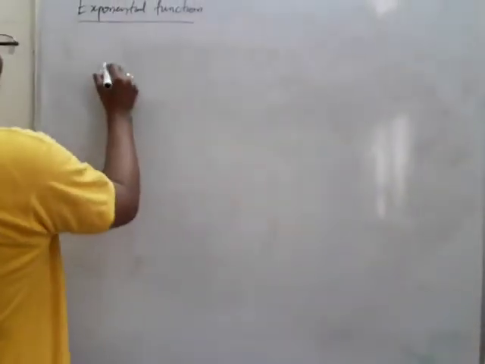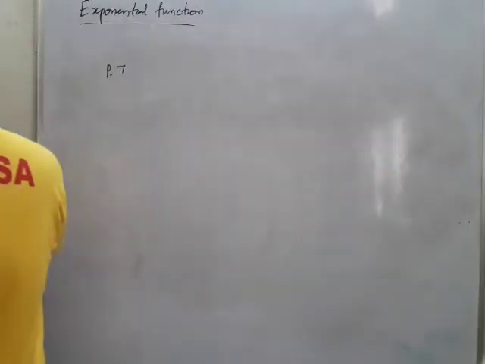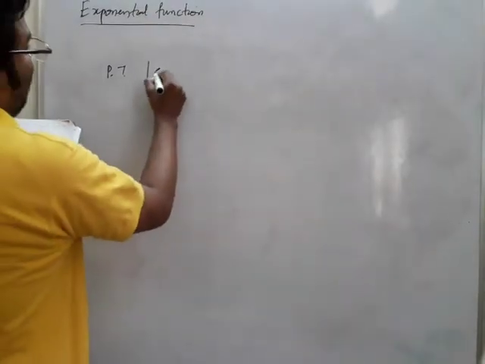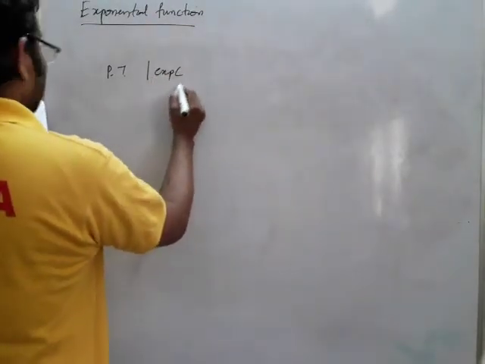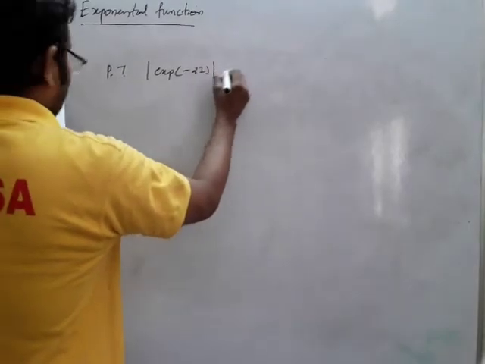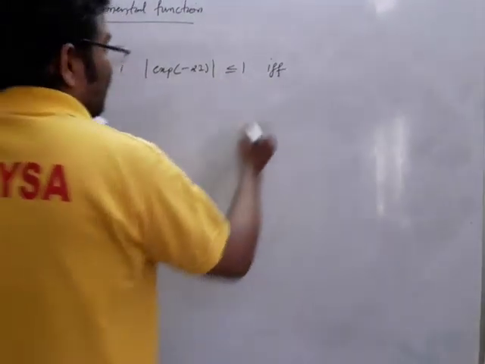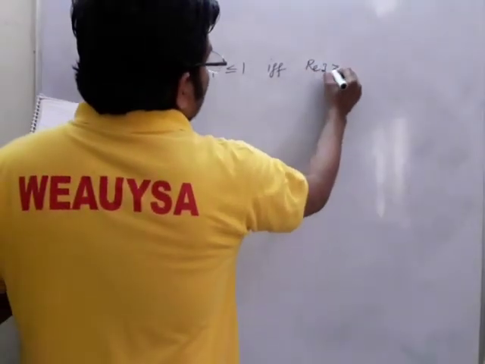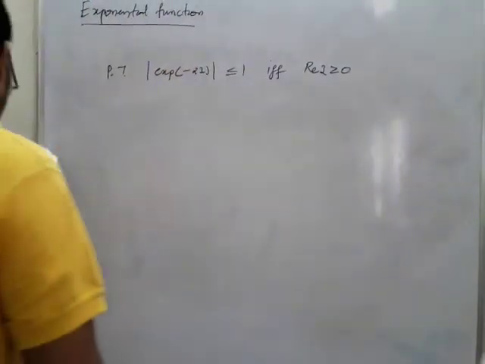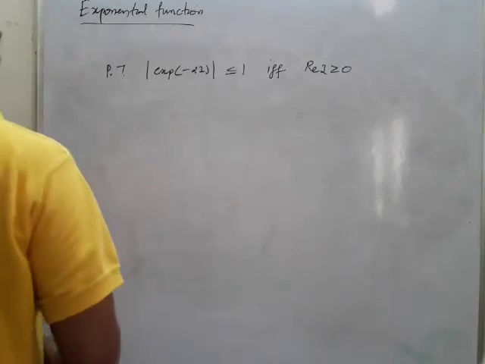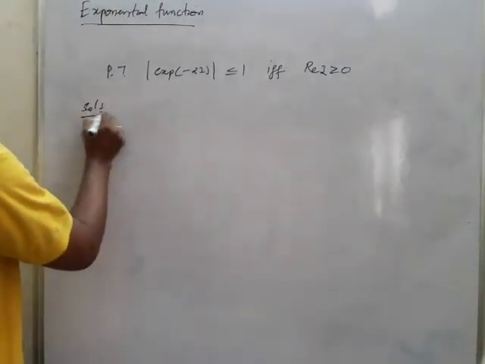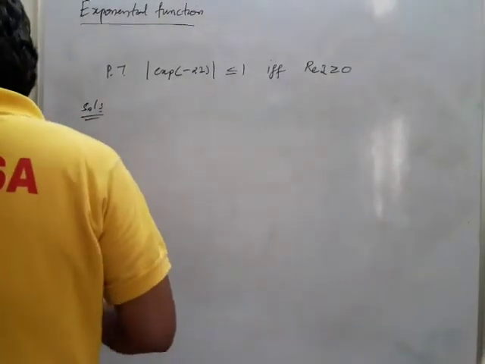We'll see one more problem. Prove that mod e^(-2z) is less than or equal to 1 if and only if the real part of z is greater than 0. This is what we need to prove. Now, the solution. What is given, we will write first.